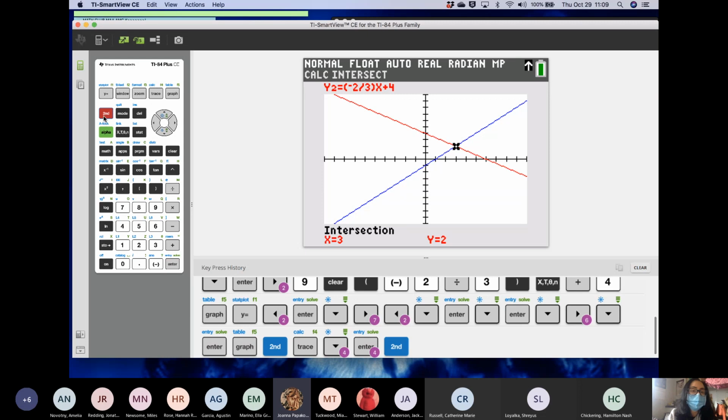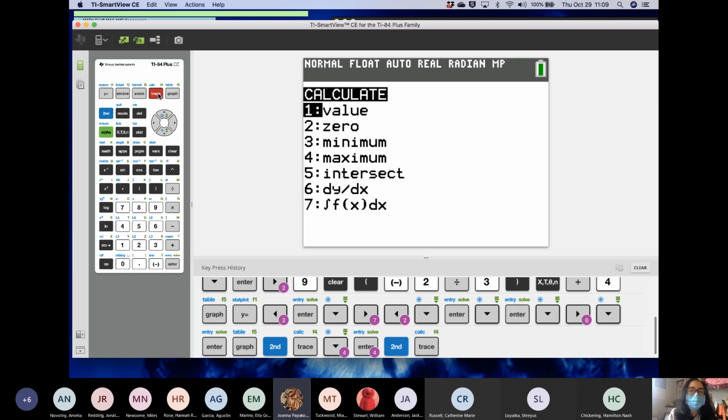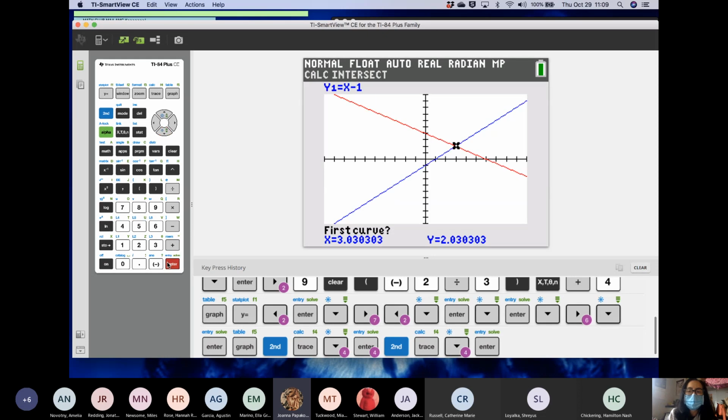So we're going to go to second, trace, scroll down to 5 to find the point of intersection. It's going to ask for the first curve, so you want to make sure that you're on the first curve somewhere. It doesn't matter. You're just identifying it. Identifying the second curve. No, I don't want to guess. I want the actual point. There it is. Hit enter again. And it finds the point of intersection.